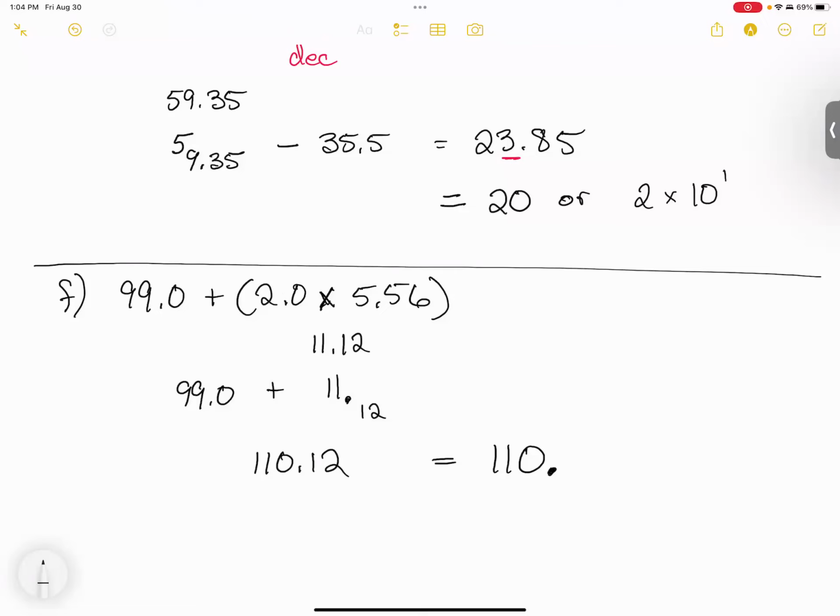So it's the question of whether the 0 is significant or insignificant. In this one, it was significant because 99 and 11 add up to 110. This being addition and subtraction means that it is the decimal places that counted, which means there are no decimal places left.